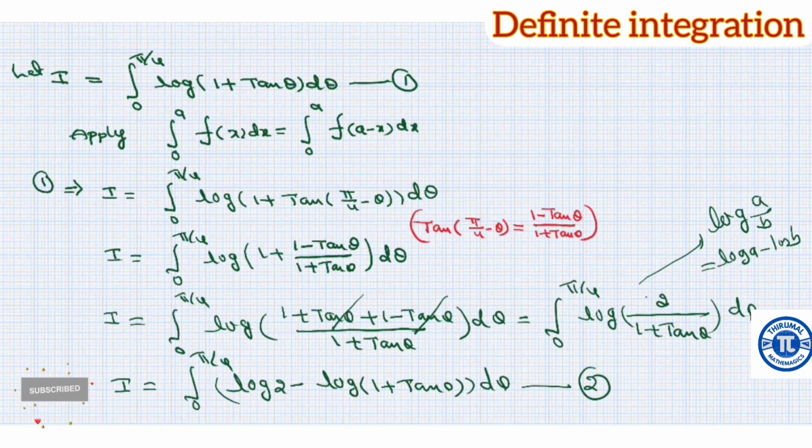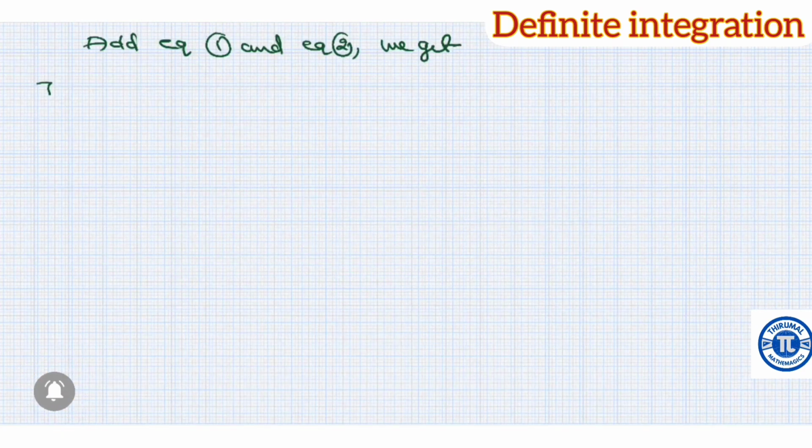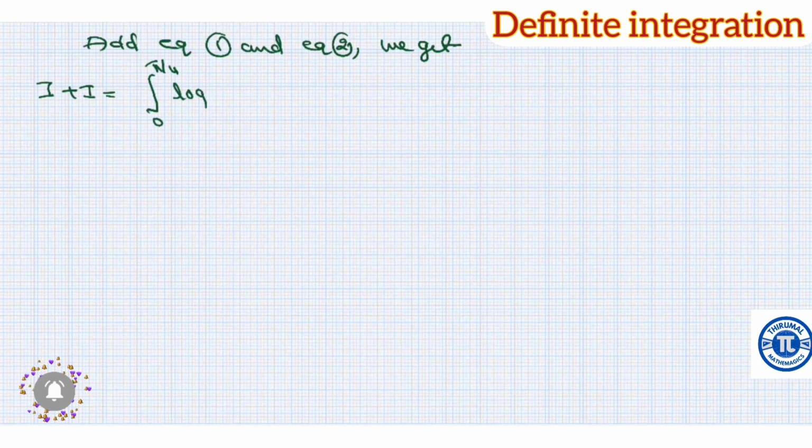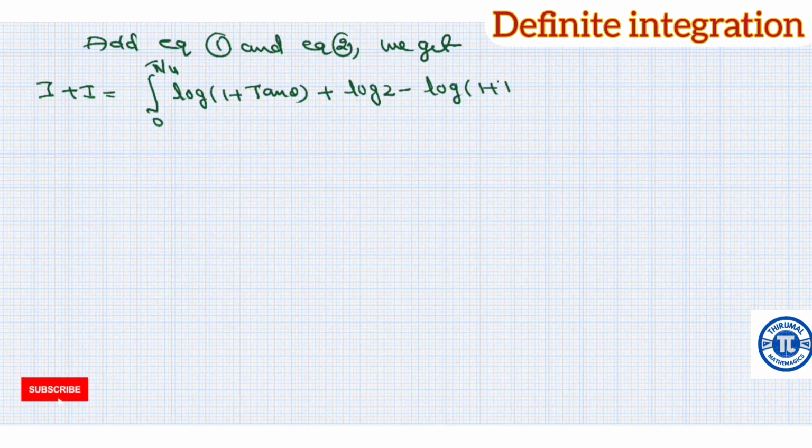Okay, now add equation number 1 and 2. I plus I is equal to integration 0 to pi by 4, a common integral. The first equation gives log of 1 plus tan theta, plus log 2 minus log of 1 plus tan theta from the second equation. Here minus log of 1 plus tan theta and plus log of 1 plus tan theta both cancel.